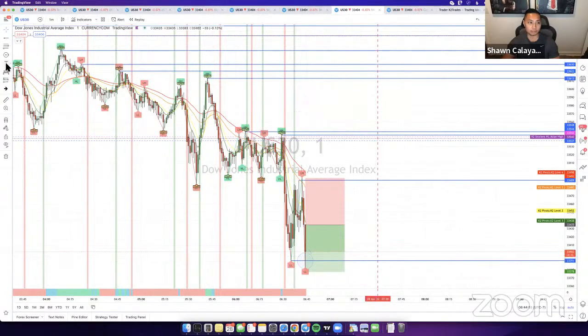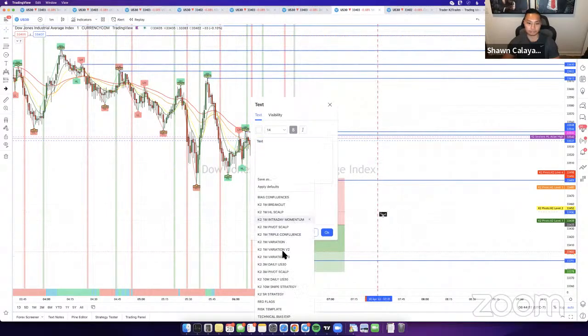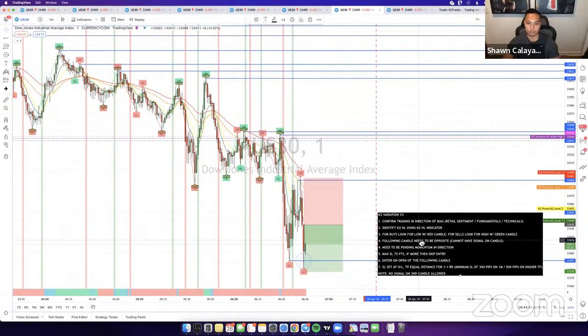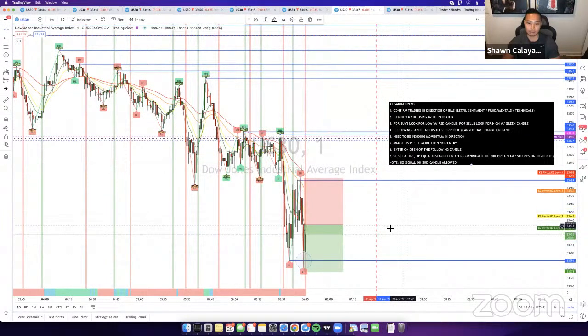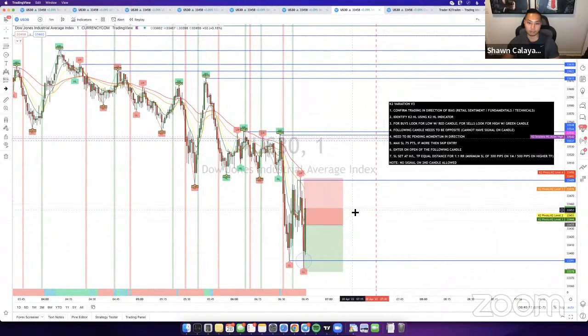This is a V3 right here. If you guys are not familiar with that strategy, the V3 variation. The main issue with this trade here, though, is that we didn't have the overall bias, right? We did have a moderate bias because we have retail sentiment and technicals, but we don't have all three. So that's one thing that you guys want to keep in mind.